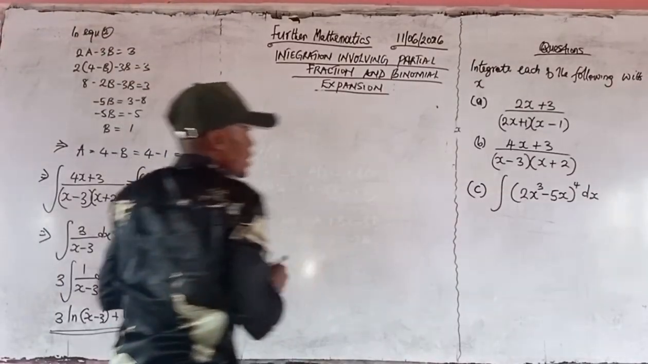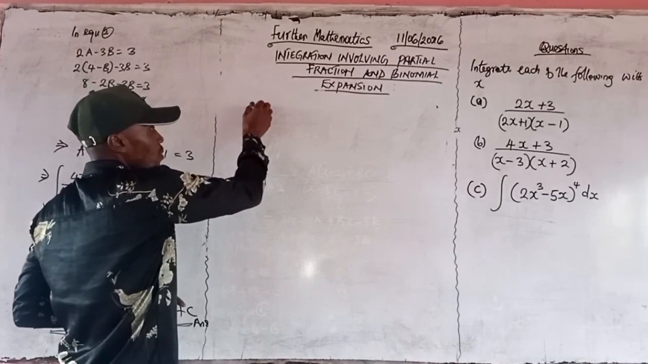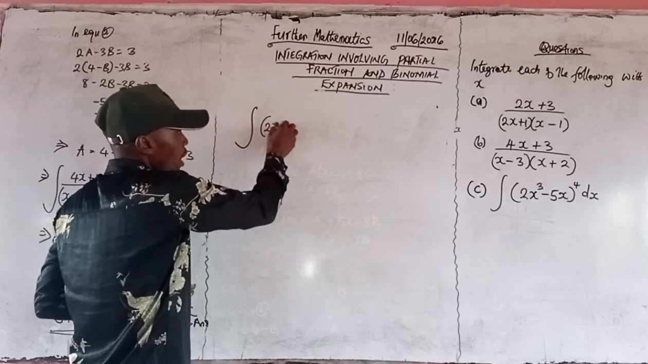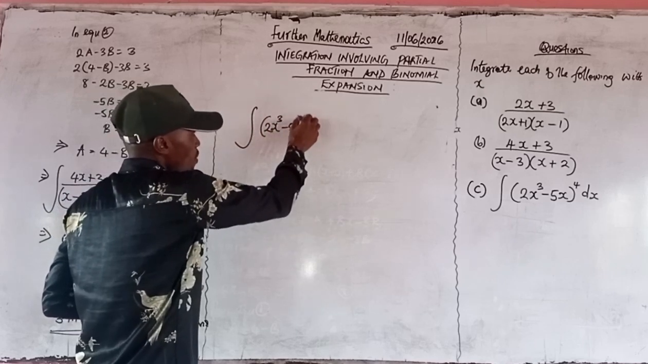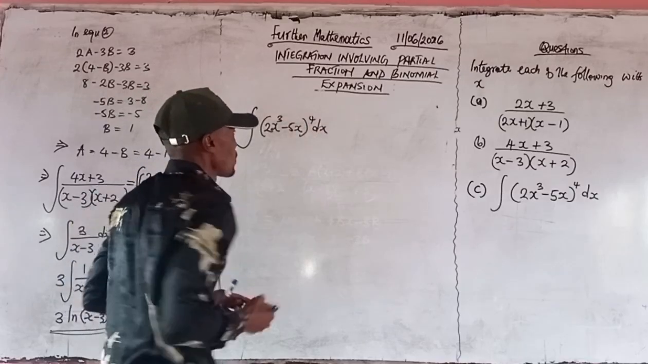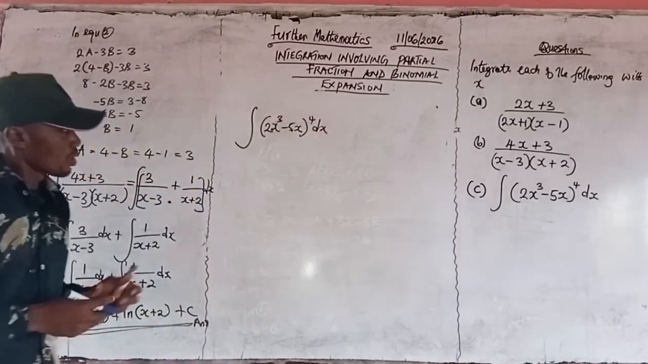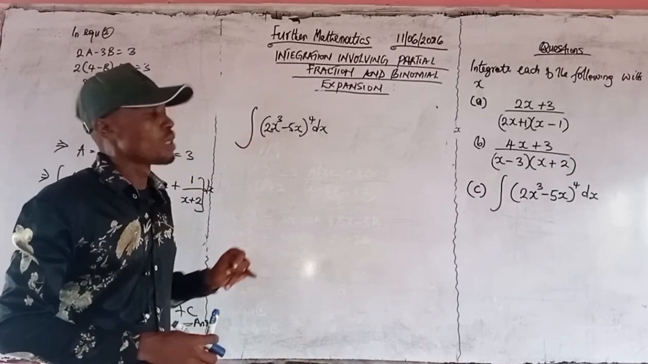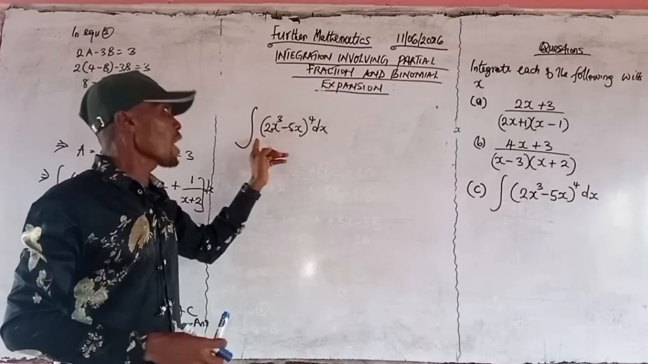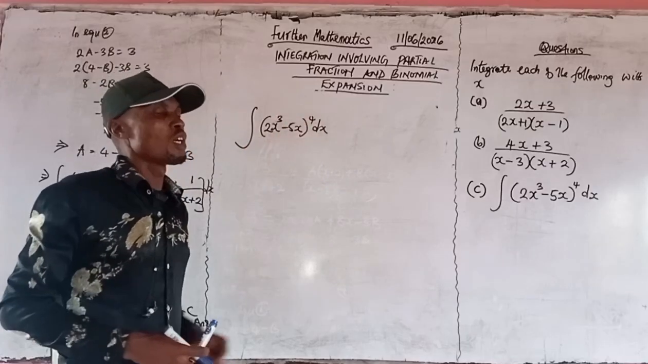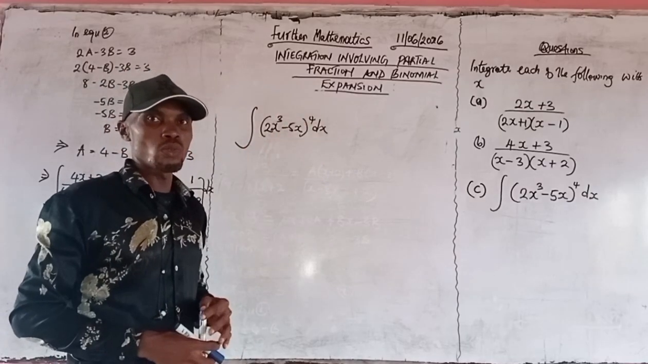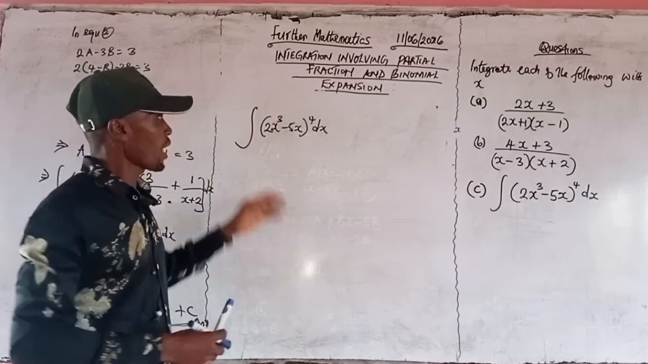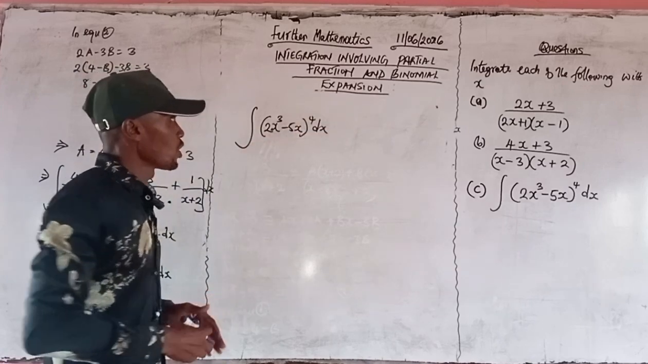Now, come with me, see that we have the function integral of (2x^3 - 5x)^4 dx. It will be very difficult for you to integrate this using the substitution method, but however, if you try to expand this to the power 4, it will be as well very tedious for you to do that. So for us to integrate this particular function, we are going to apply the binomial theorem expansion.